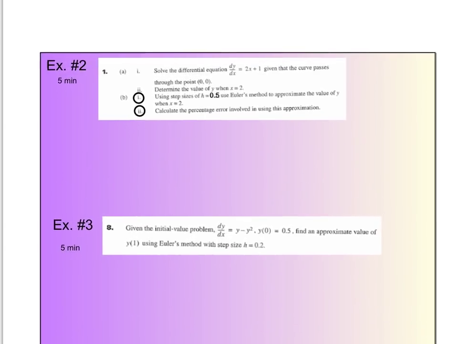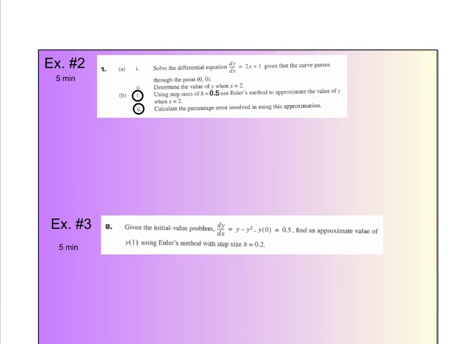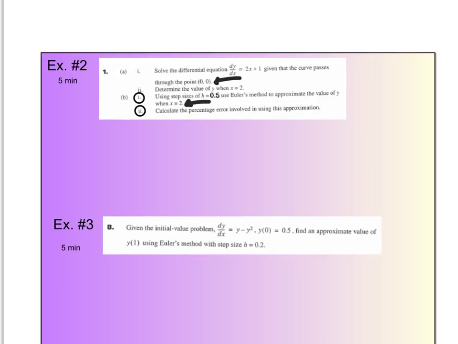Here in number 1, it says using a step size of 0.5, use Euler's method to approximate a value when x is equal to 2. If I know a given point is 0, 0, then that's going to mean I'll have 4 subintervals. So that would mean you'd have to do the same thing I did on the previous page 4 times, just like we did. Let's look at this one.